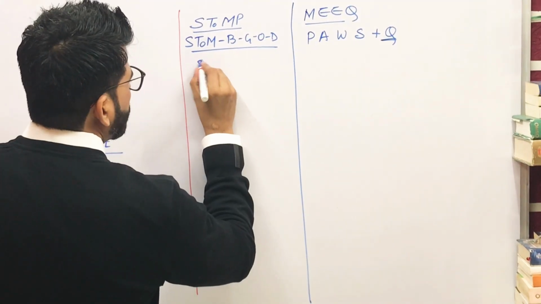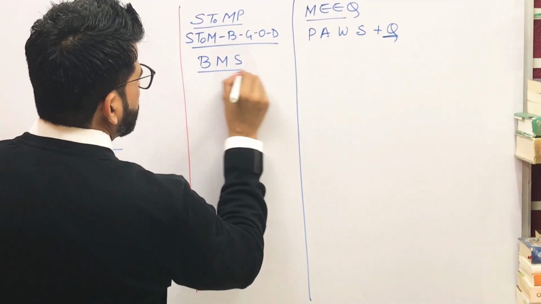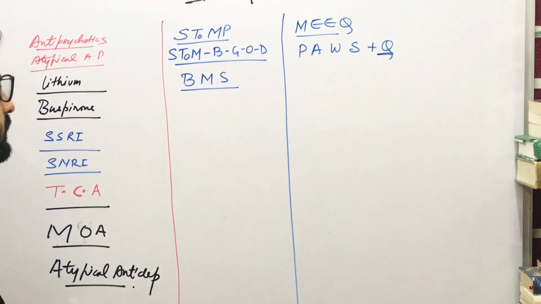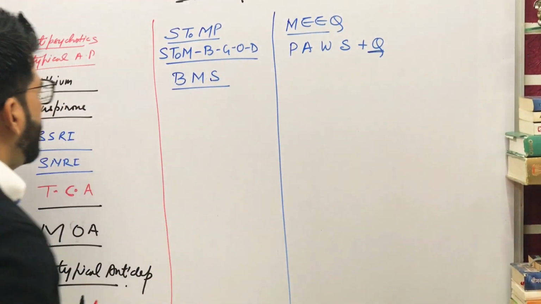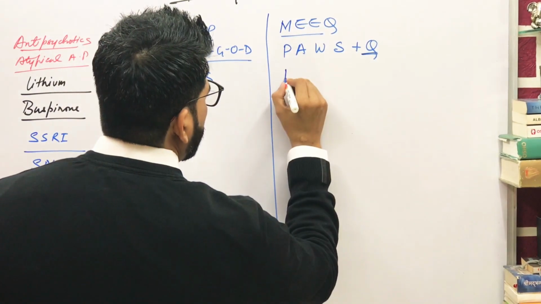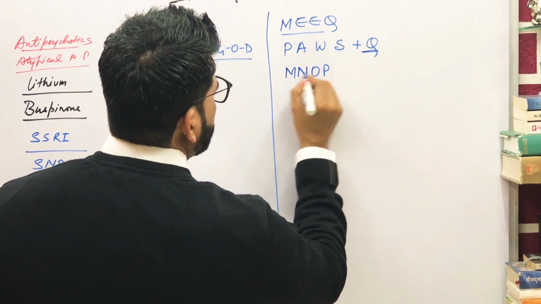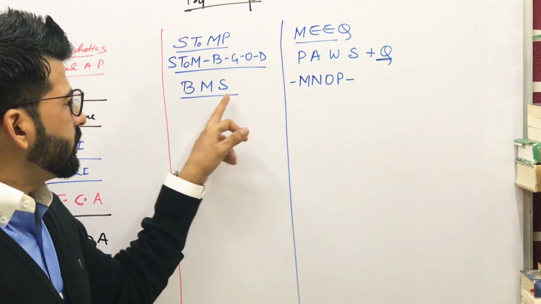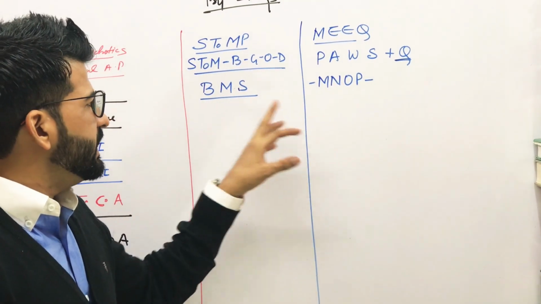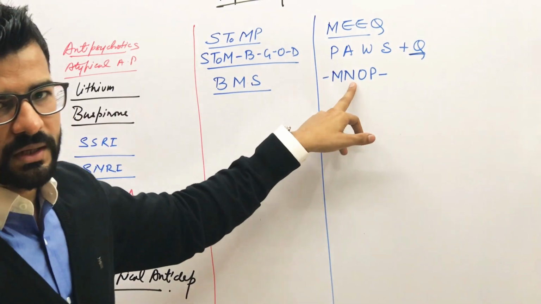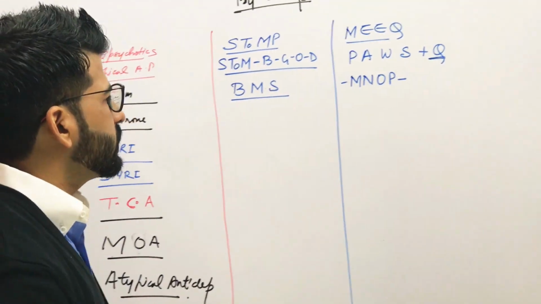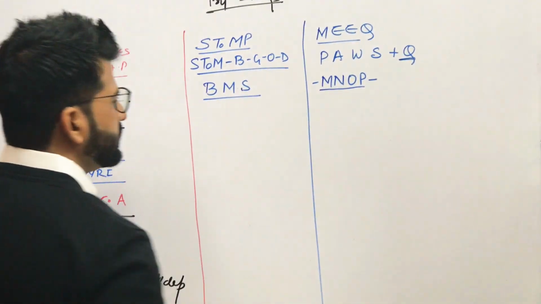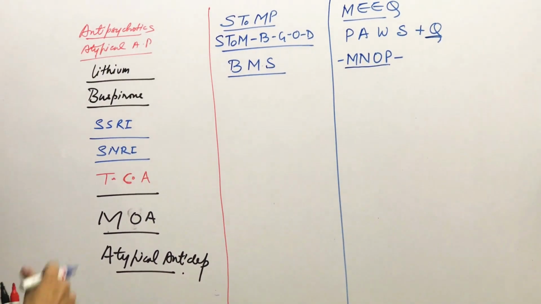Lithium is used for BMS, that is bipolar, mania and SIADH, and its side effects include MNOP. MNOP stands for movement, that is tremor. Because it is used for SIADH, that is increase in ADH, it will decrease it and can cause nephrogenic diabetes insipidus. O is for hypothyroidism, and P, it cannot be used in pregnancy, it can cause Ebstein anomaly.